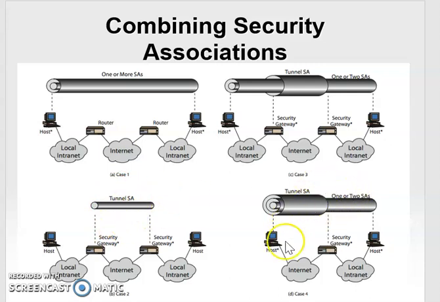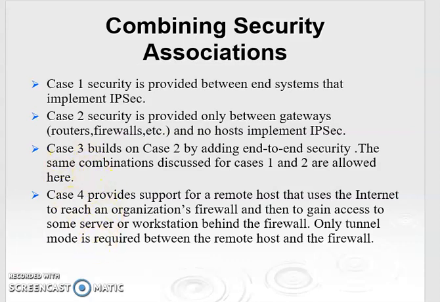Now there is a last case, which is case 4. This provides support for a remote host that uses the internet to reach through the firewall or the gateway. Only tunnel mode is required between the host and the firewall, and one or two SAs must be used between the remote host and the local host. So this is the way in which the combining of security associations is carried out. These are the cases which I have explained just now.